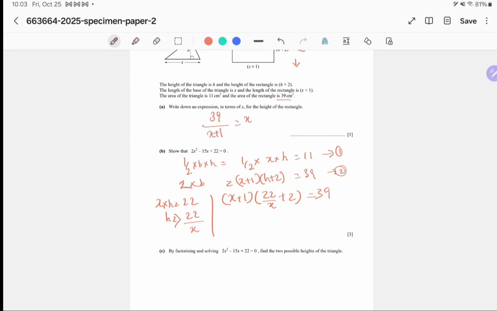So how will you solve? One by one we have to multiply and remove the brackets. I'll keep 22 by x into x, one part, plus 22 by x, other part, plus 2x, plus 2, equal to 39. So this will get cancelled. Here 22 plus 2 plus 2x plus 22 by x equal to 39. Okay, now what is the answer for the final part?